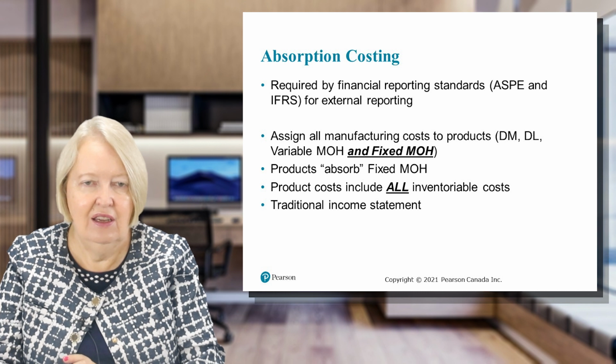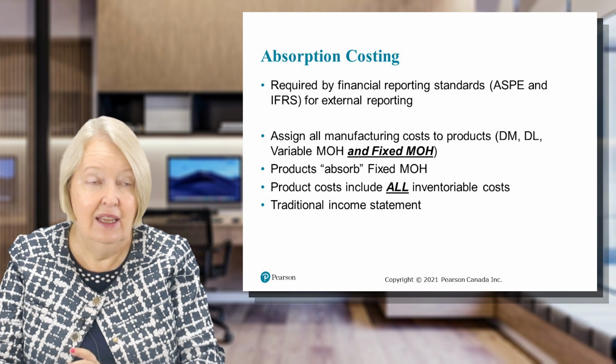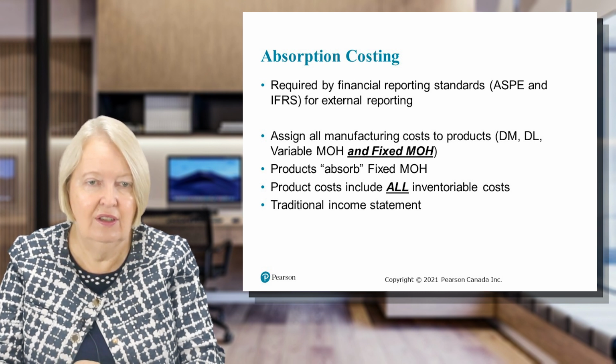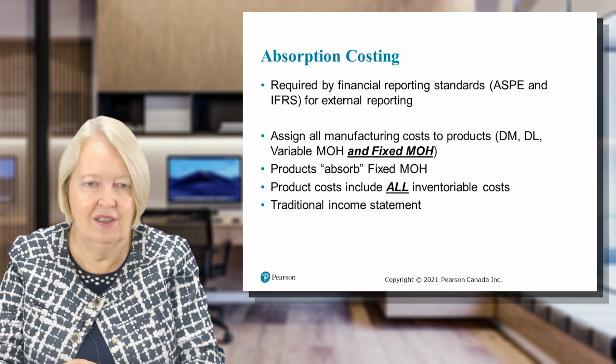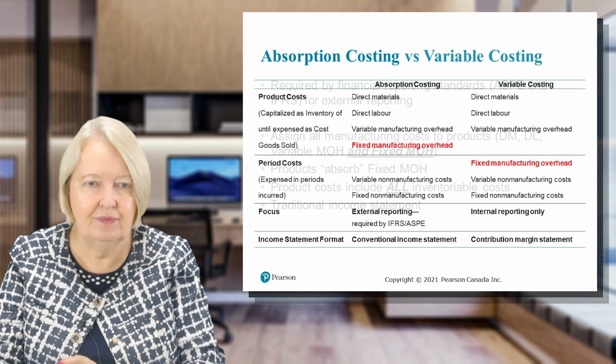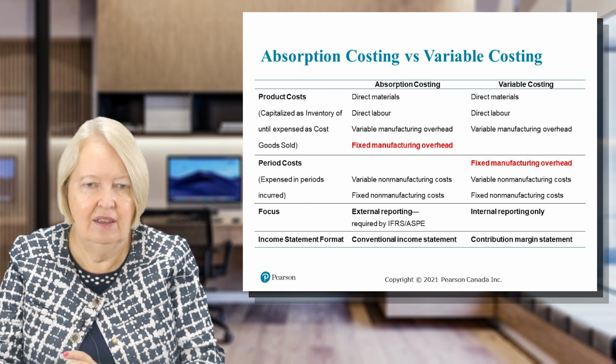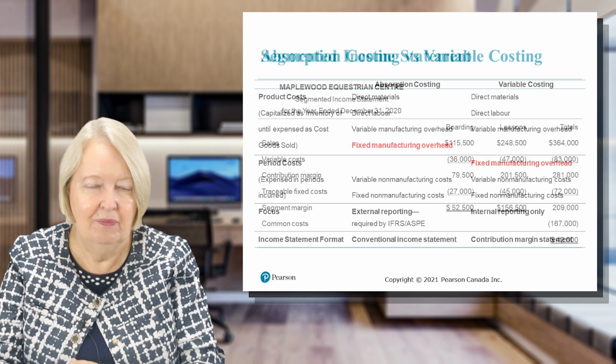Absorption costing is what is required for external financial reporting, whether you're looking at accounting standards for private enterprises or international financial reporting standards. With absorption costing, all manufacturing costs, both variable and fixed overheads, are absorbed or factored into the cost of the product. So all products include all inventoriable cost. When you're looking at absorption costing, this would be your traditional income statement. That's the first one that I demonstrated a few slides back.